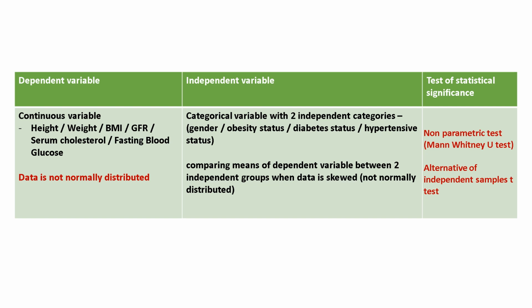Non-parametric test, Mann-Whitney U-test. It is an alternative of the independent sample t-test. When data is not normally distributed, please go for a non-parametric test. Here it is the Mann-Whitney U-test, which is an alternative of the independent sample t-test.